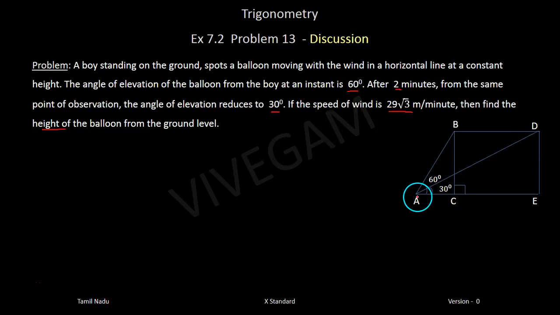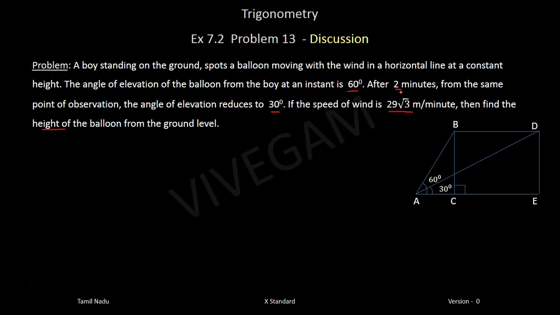Then in this triangle ADE, tan 30 is opposite by adjacent, right? So that is DE divided by AE. But what is DE? DE and BC are equal, so you can write this also as BC divided by AE. You will get another relationship. Then there's one more relationship, AC plus CE equals AE, right? And what is CE? CE is BD, which is 29√3 into 2 minutes. So using these three conditions, we will be able to calculate the height of the balloon from the ground level. We'll work it out. This is a little complicated, but we can solve it, nothing to worry.